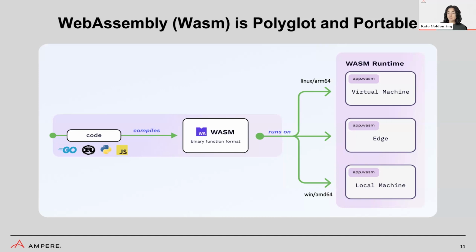And so when I say bytecode format, I mean you can take any language of your choice, whether it's Go or Rust or Python or JavaScript, and compile it down to a WebAssembly component. And this is that .wasm file that I now can run cross-platform and cross-architecture and cross-OS, whether that be Linux and Windows or ARM and AMD. And I can run it anywhere there's a WebAssembly runtime.